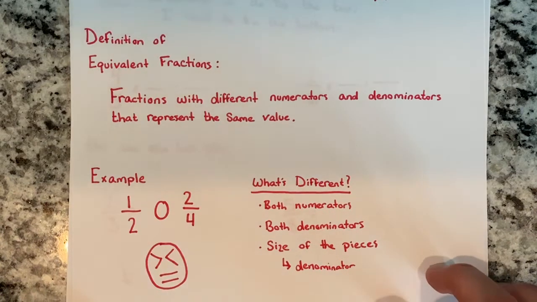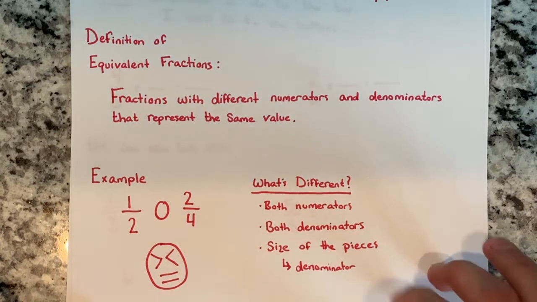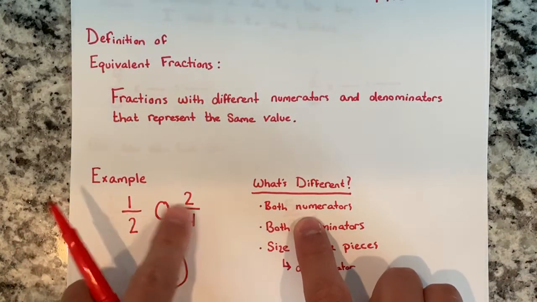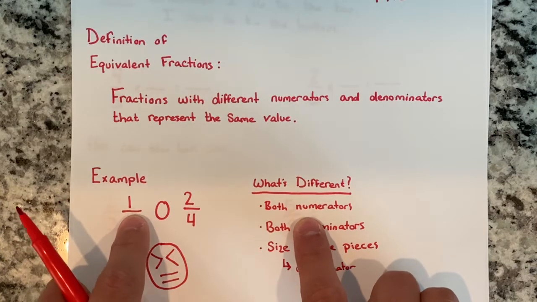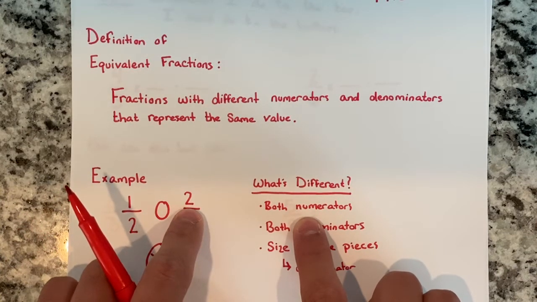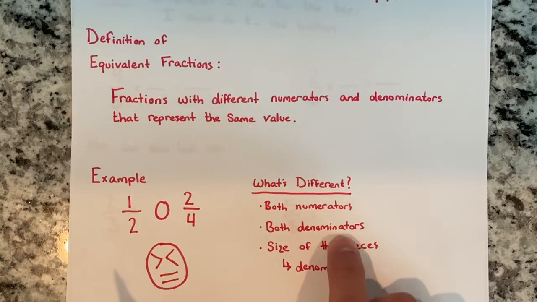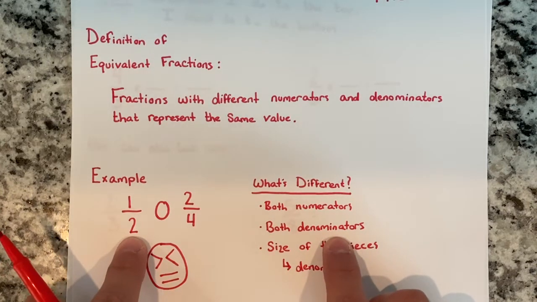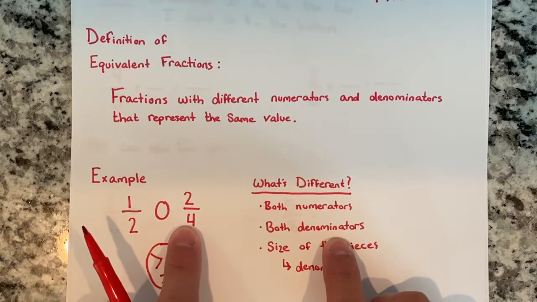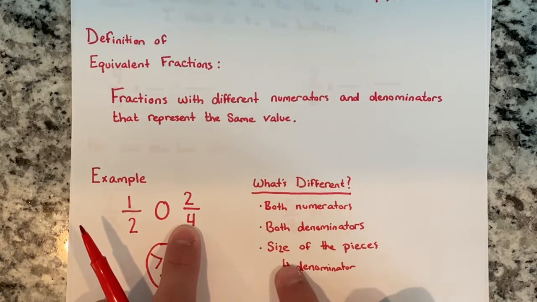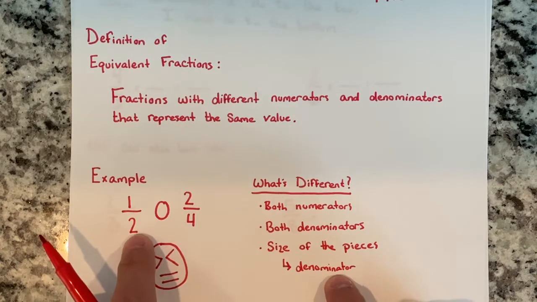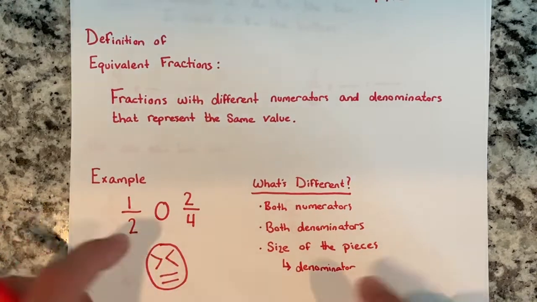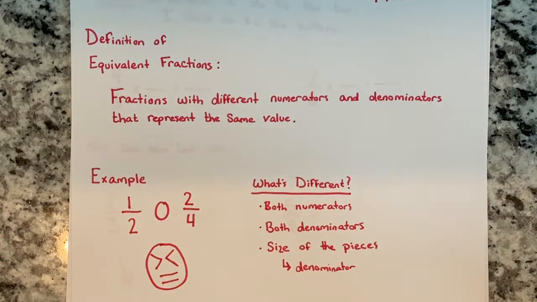Well, what's different between these two fractions? You might notice that both numerators are different numbers. I've got one of the pieces here, I've got two of the pieces here. Both of my denominators are different. My total is 2 pieces, my total is 4 pieces. And you may even recognize that the size of the pieces, the denominators, are different, which makes the actual cuts of the total different sizes.